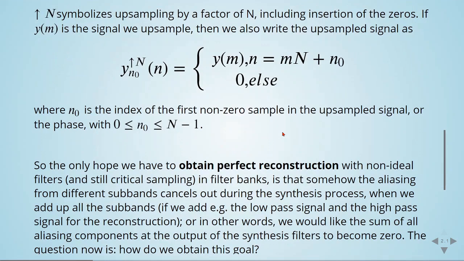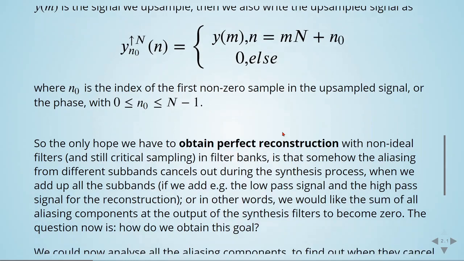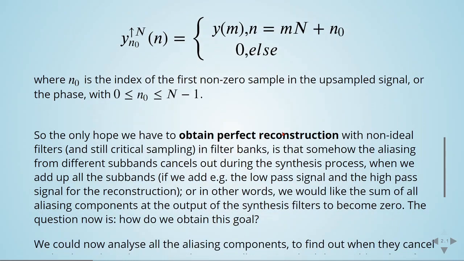So the only hope we have to obtain perfect reconstruction with non-ideal filters and still critical sampling in filter banks is that somehow the aliasing from different subbands cancels out during the synthesis process when we add up all the subbands. If we add, for example, the low pass signal and the high pass signal for the reconstruction, or in other words, we would like the sum of all aliasing components at the output of the synthesis filters to become 0. The question now is, how do we obtain this goal?